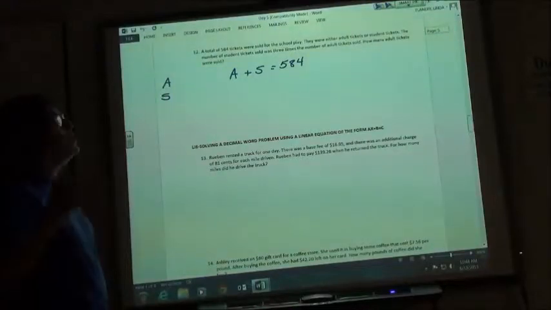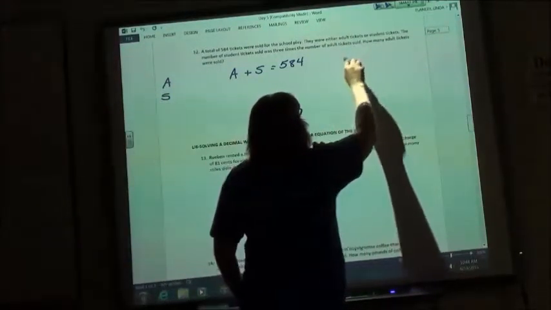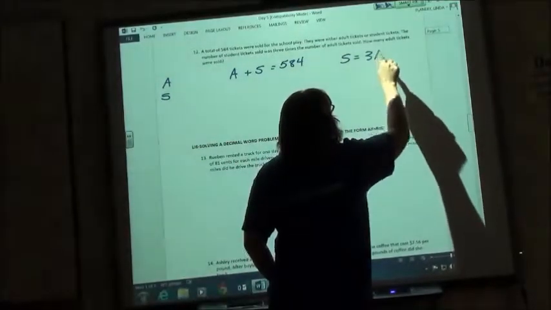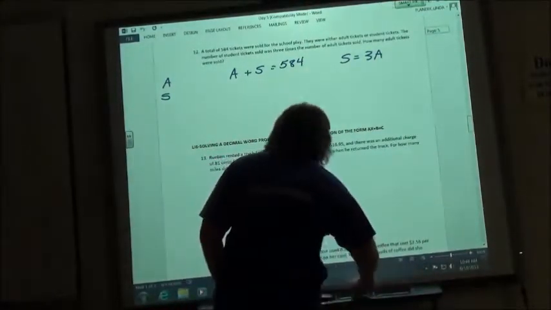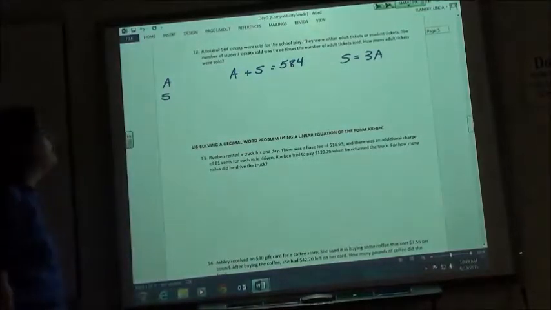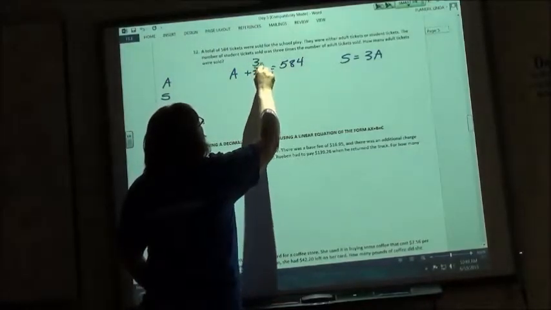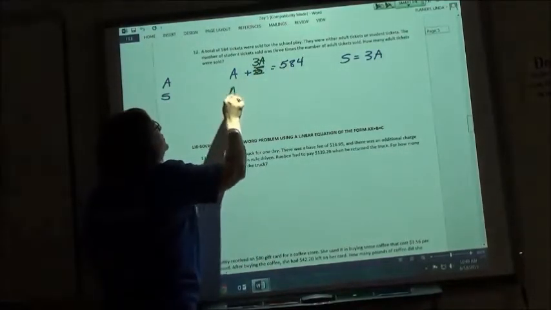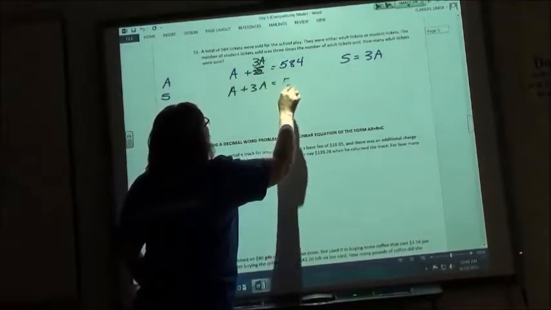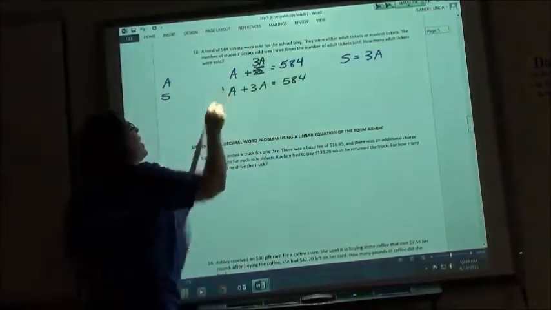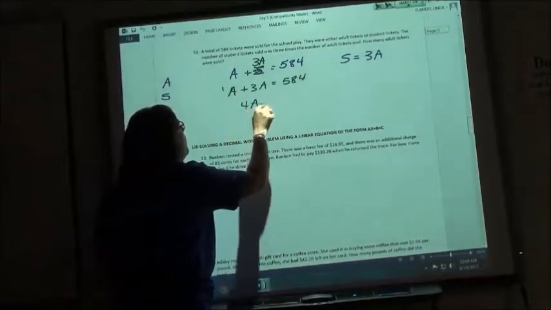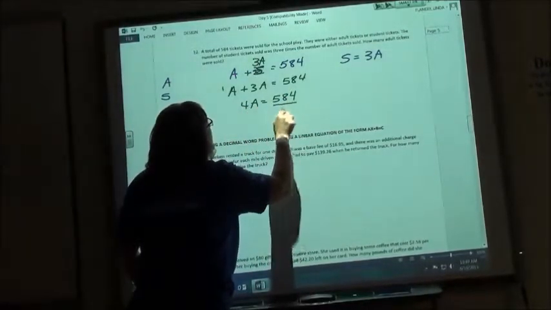The number of student tickets sold, so S, was 3 times the number of adult tickets. So S is going to equal 3A, pretty similar to that very first problem we did. If my student tickets is 3 times my adult tickets, I can replace my student tickets with 3 times the adult tickets. So A plus 3A equals 584. And when I combine 1A plus 3A, I get 4A equals 584. And then, of course, I have to divide by 4 in order to solve that.